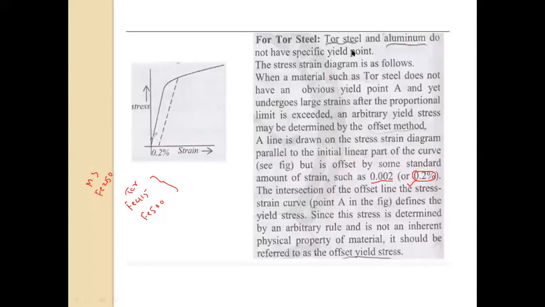So see here, this is our original line. For tar steel, a specific yield point is not found, so we will draw a parallel line to this initial line, and the distance between this parallel line and the initial line is 0.2% or 0.002. This is called the 0.2% concept or proof stress concept, and it is applicable only for tar steel or aluminum, because tar steel and aluminum have no specific yield point. Please remember this.